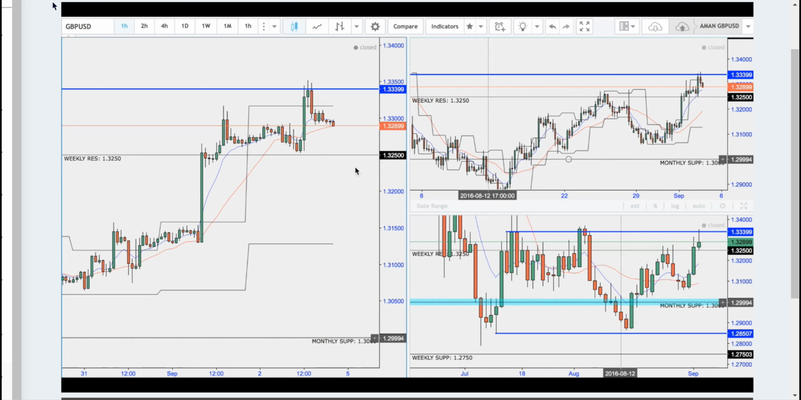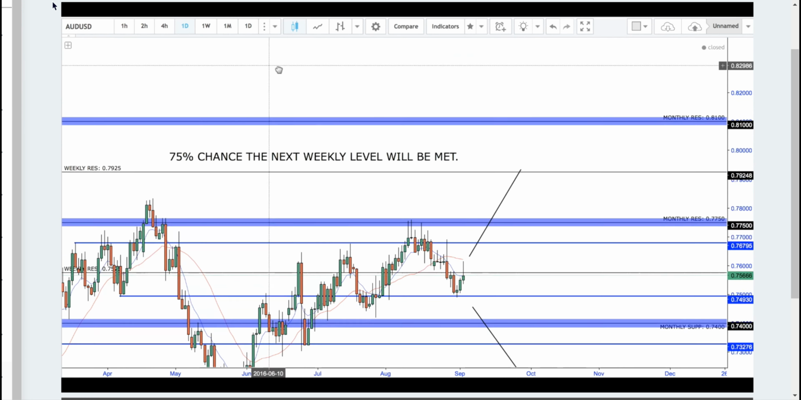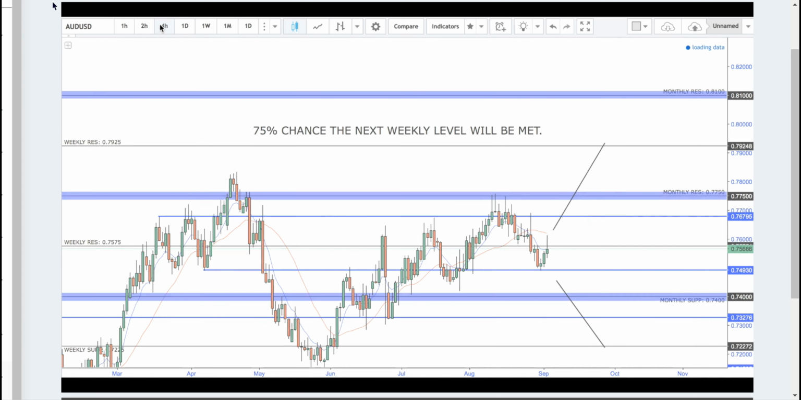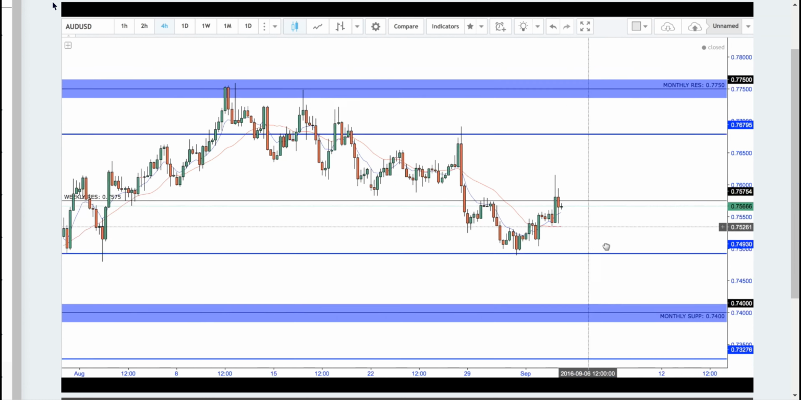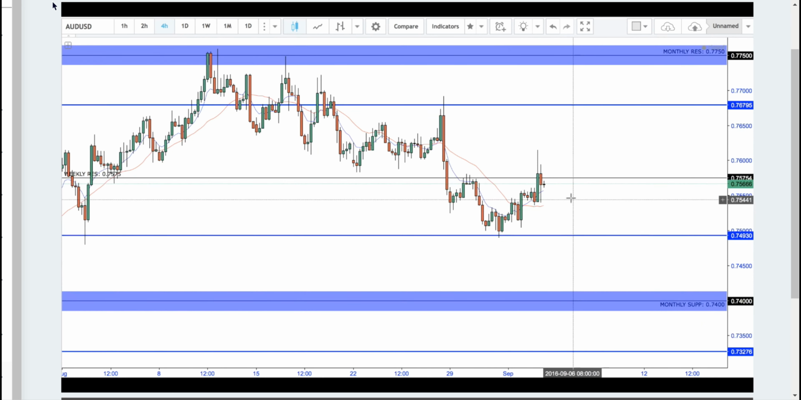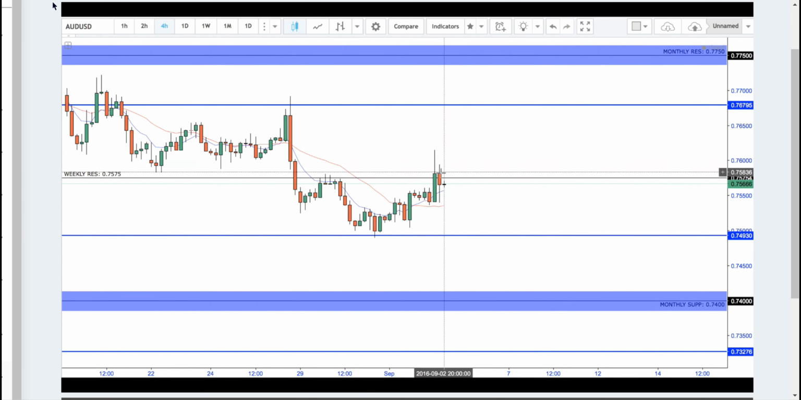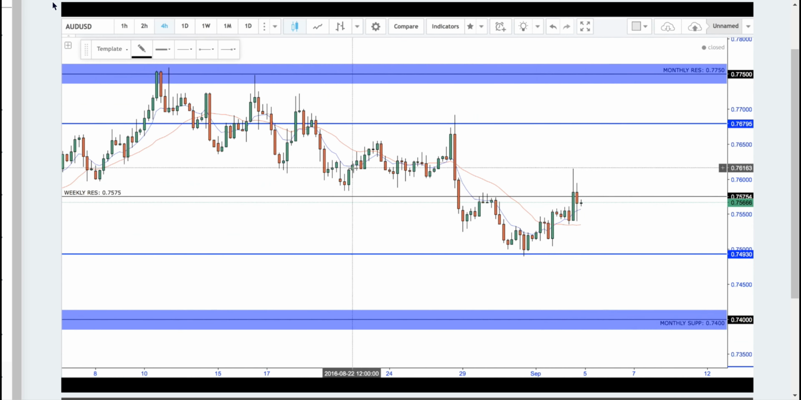And if I can relate this over on the Aussie, I'm already on the Aussie. If we relate this to the 4-hour time frame over here, I can just remove some of this mess. What is this here? This is a lower high, isn't it? 3 pins, 1, 2, 3. Also, we have a hanging man candlestick. So what's expected? We are expected to make a new lower low, a 75% chance.